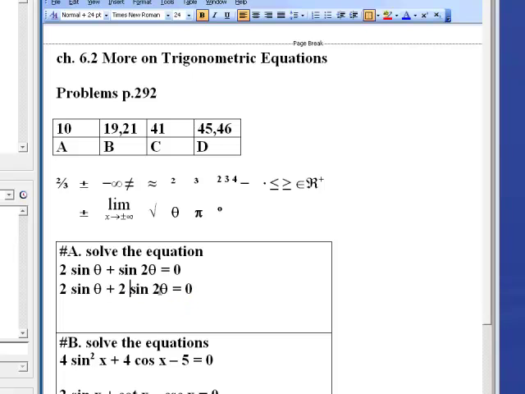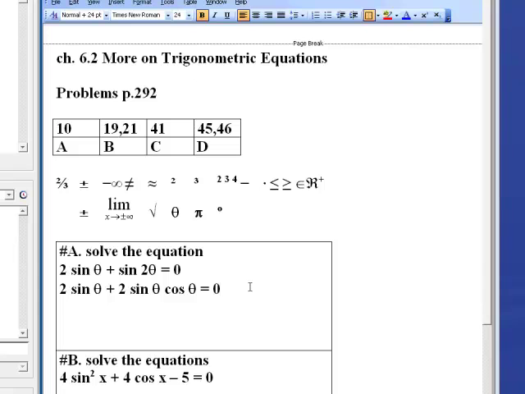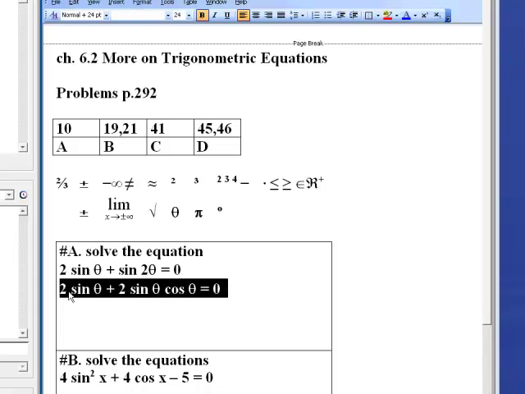So I'm going to put a 2 there, and then I'm going to copy this one here. So I just need to copy the theta. Well, so there we go. At this point here, factor out a sine theta. So I'll be doing that.